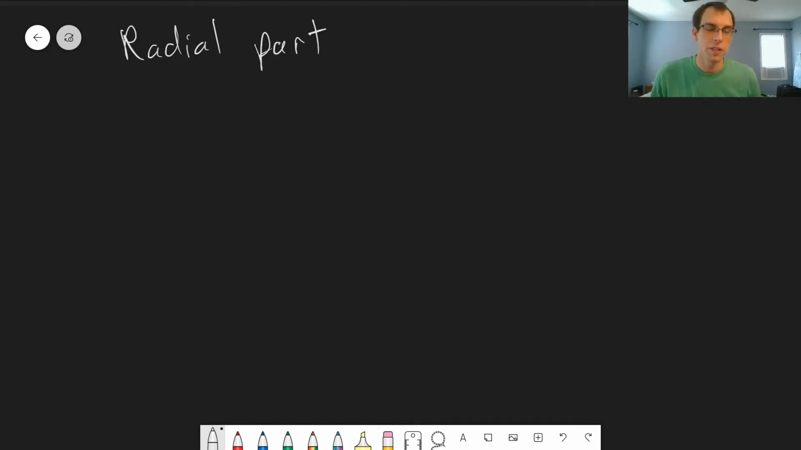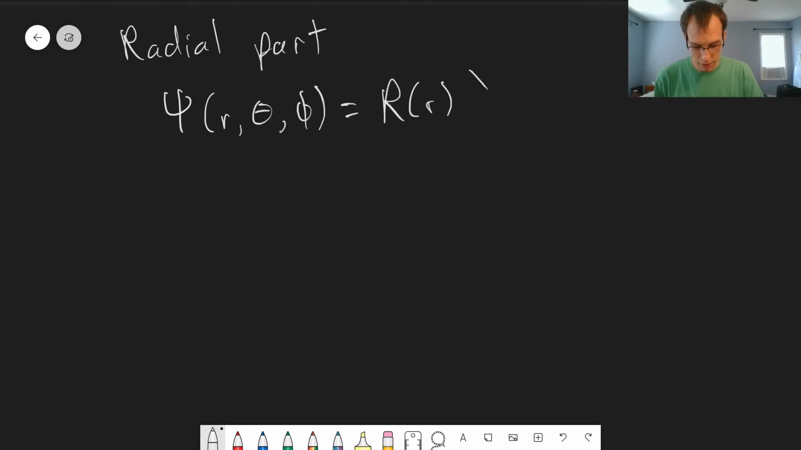So now that we've looked at the angular part and realized that it's just the spherical harmonics that are the same solutions to the rigid rotator, and now we've talked about them in a little bit more detail in angular momentum, we need to come back to the other half of the equation, the radial part. So remember, we took our wave function that depends on all three variables, and we separated out things into the radial part and the angular part. And now we know that the angular part is the spherical harmonics.